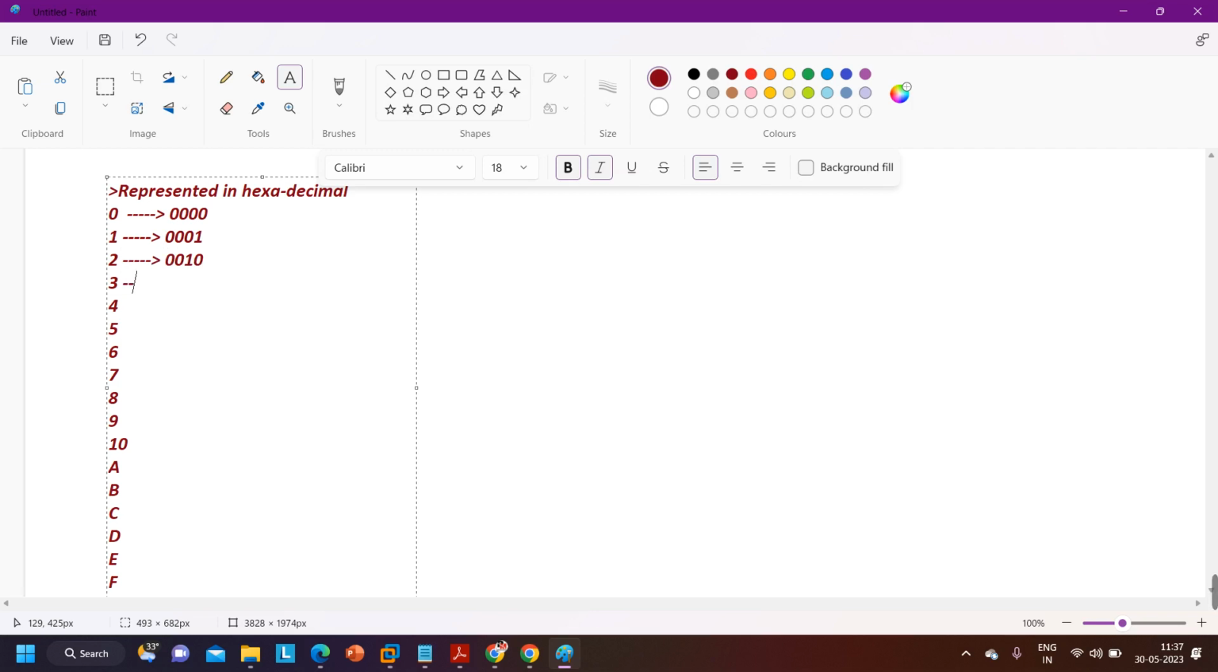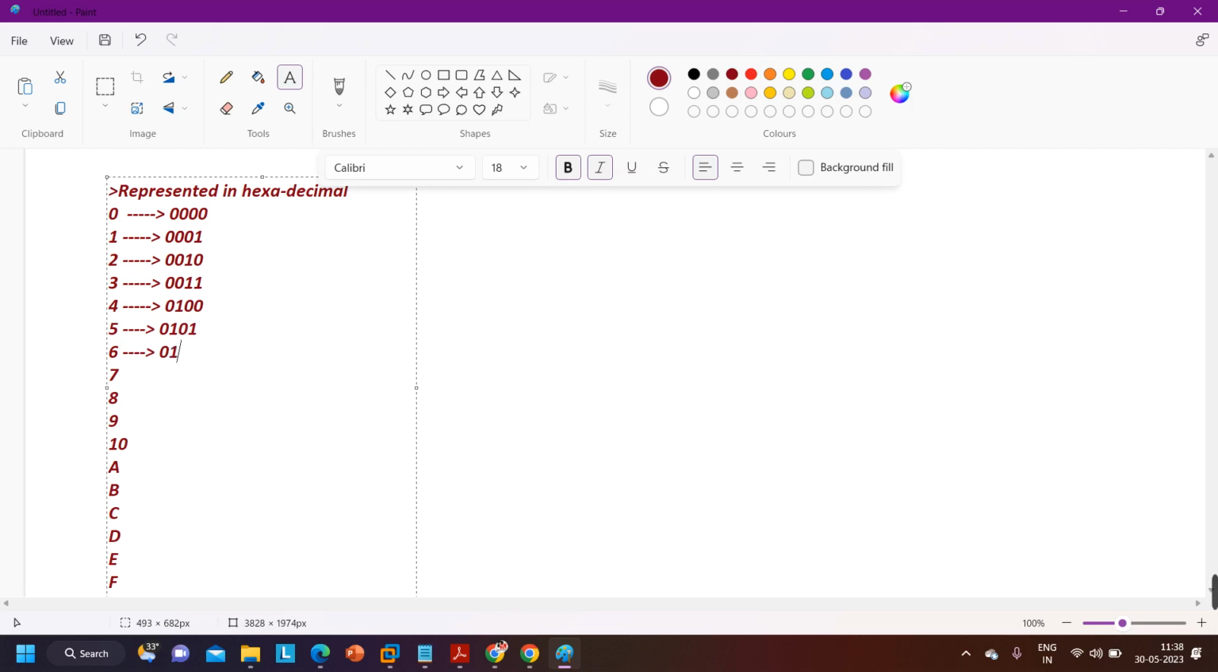After that, the binary of 3 is 0, 0, 1, 1. Binary of 4 is 0, 1, 0, 0. Binary of 5 is 0, 1, 0, 1. See, this is a 4, and the one further left is 8. So 4 plus 1 gives 5. After that, the binary of 6.